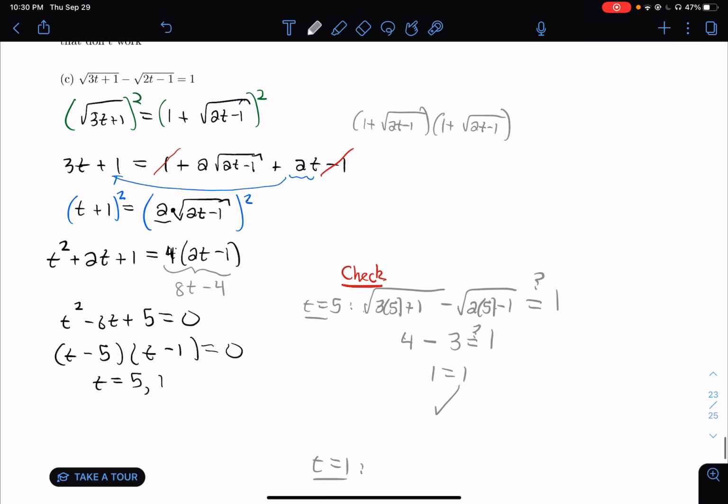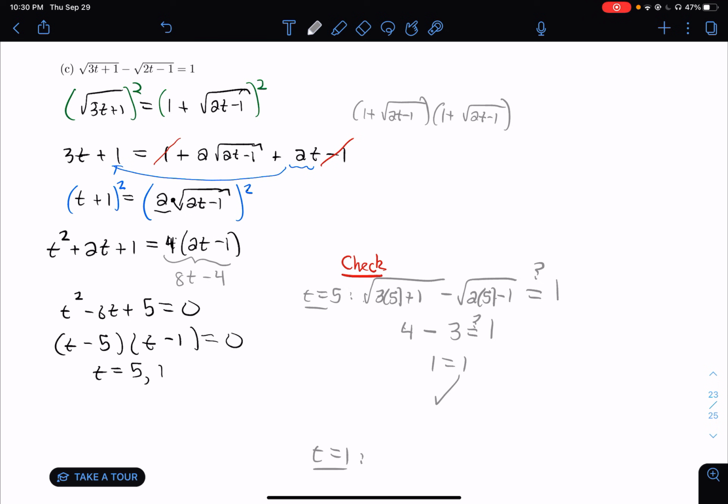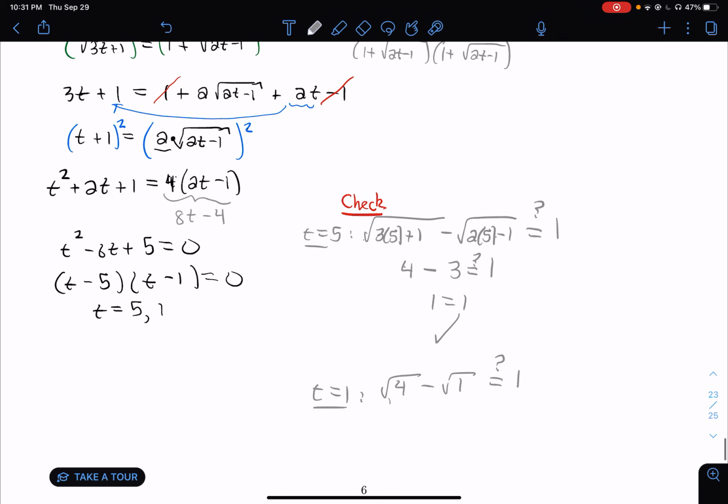Okay, let's test the other value, t equals 1. If I plug that into the original equation, let me just simplify it right away. If I plug it into the first square root, I get square root of 4. Square root of 4 minus the next square root becomes square root of 1. And does that equal, question mark, 1? Well, yeah, because I get 2 minus 1 on the left, which is 1. And 1 does equal 1. I'll put a check mark. So this time they both worked.